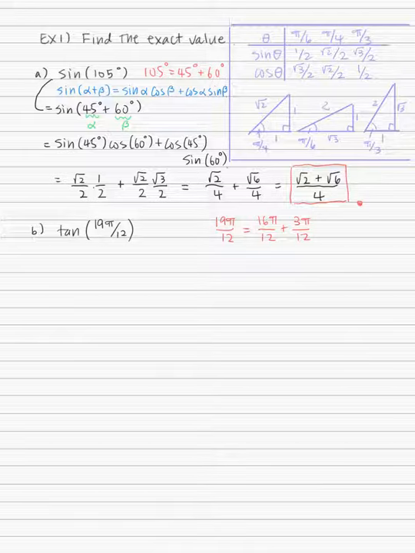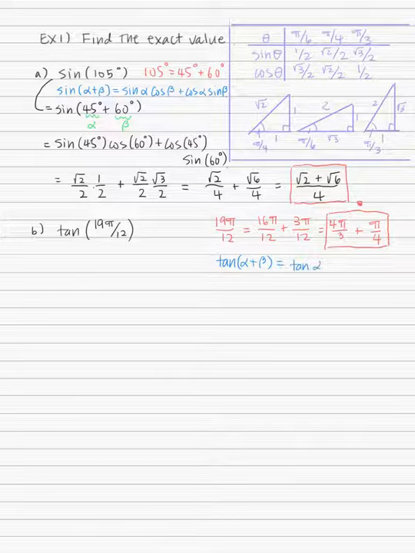Now if I reduce 16 pi over 12, we get 4 pi over 3, which is familiar to us, plus pi over 4. So I think we're good to go. We're going to be using these two angles. Now let's write down the formula. It looks like we're going to be using the tangent of alpha plus beta formula. So this is tan of alpha plus tan of beta, whole thing over 1 minus tan alpha and then tan of beta.